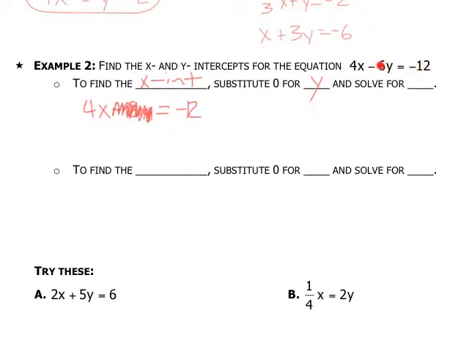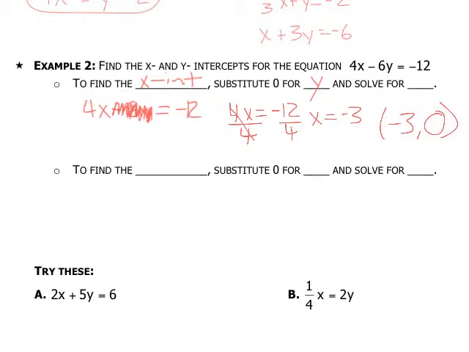So from my original equation up here, if y is 0, I'm just going to cover this y term up, and I'm left with 4x equals negative 12. I can solve for x now. So divide by 4, and I get x equals negative 3. So what is my x-intercept? It has to be an ordered pair. So negative 3 would be the x value, right? What's the y value? 0. So here's my x-intercept, negative 3, 0.